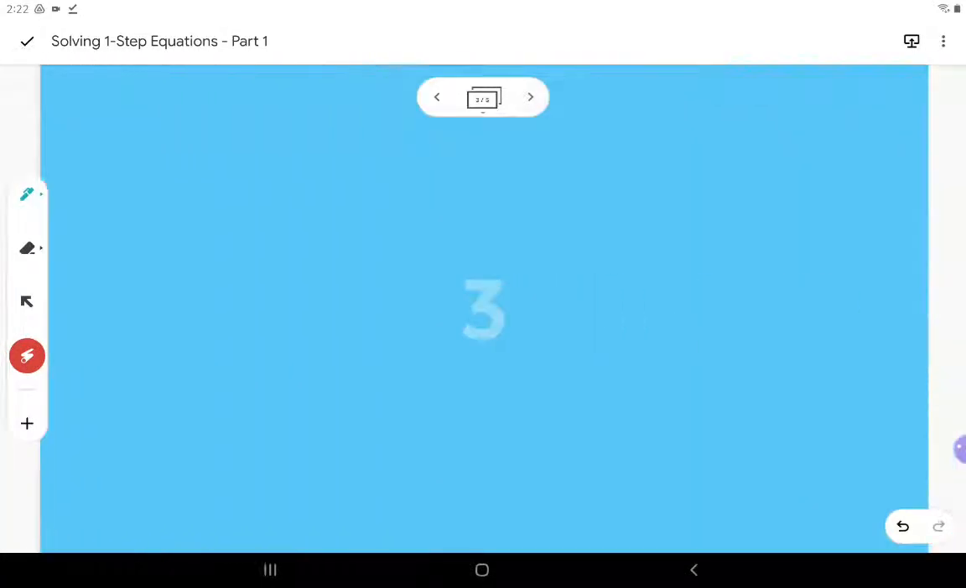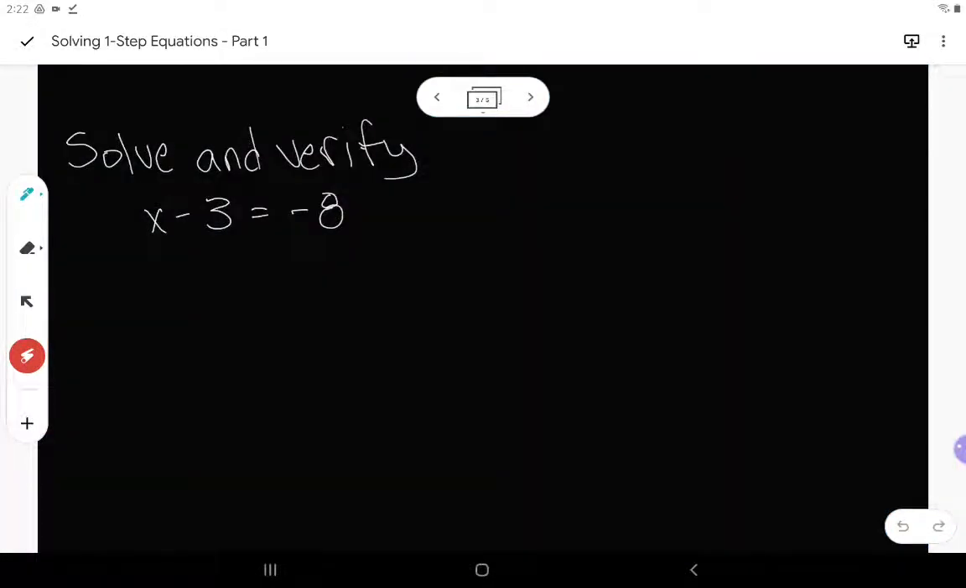Okay? So hopefully you can do most of these in your head, but we want to make sure that we've got the right processes, so as we make it more difficult, we can still find success. So with this one, x minus 3 is equal to negative 8. Well, x minus 3, the opposite of subtracting 3 is adding 3. So I'm going to add 3. And what I do to the left, I have to do to the right. I treat both sides equally. So this gives me x is equal to negative 8 plus 3 gives me negative 5.